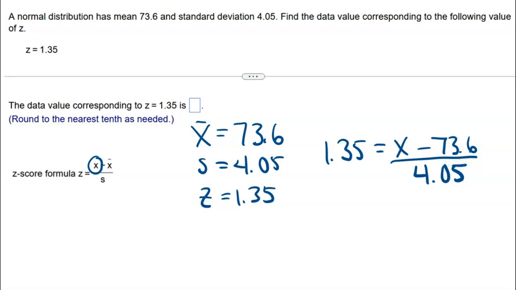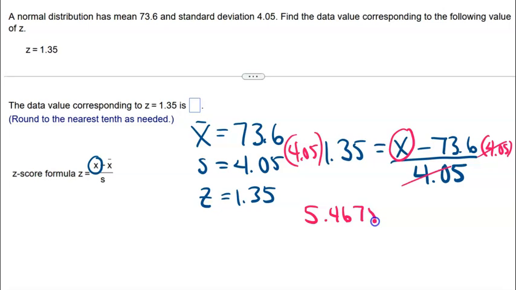Now you got to do a little bit of algebra. I know you're taking this class because you don't want to do algebra, but just a little, right? I'm trying to solve for this X right here. To do that, I need to isolate it. So I need to multiply both sides by 4.05, don't I? Those will cancel. Now I'm going to multiply 4.05 times 1.35 on the left. I'm pulling out my calculator. I'm certainly not doing this in my head. That equals 5.4675. That's equal to X minus 73.6.